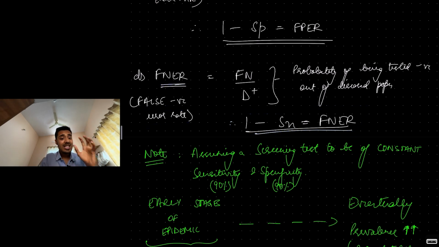Because sensitivity, we are looking at the number of true positives. So, more the true positives, less the false negatives. Specificity, we are looking at the number of true negatives. More the true negatives, less the false positives. Understood? So false negative error rate, FN by D plus.